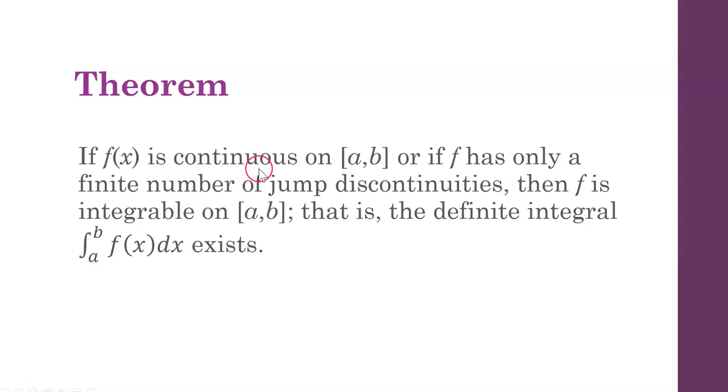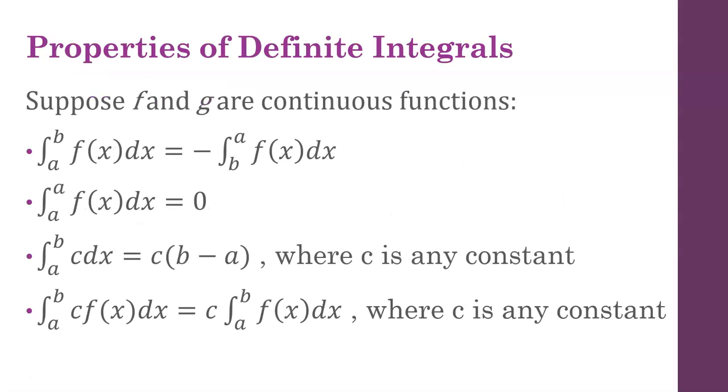Okay, so I need to have a continuous function, or if it's not continuous, it can only have a finite number of jump discontinuities to be integrable. Next thing we're going to look at are some properties of integrals. The first property says if f and g are continuous functions, so I have two functions in here. Originally, I'm only looking at one. In the next slide, we'll look at both f and g. As long as they're continuous functions, the following properties will hold.